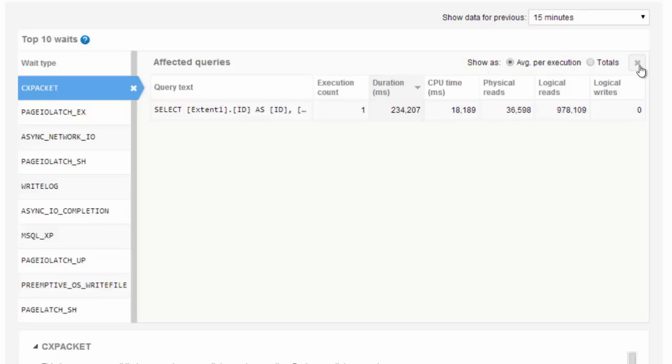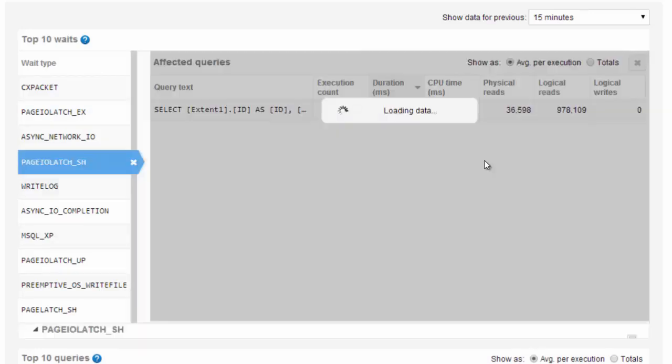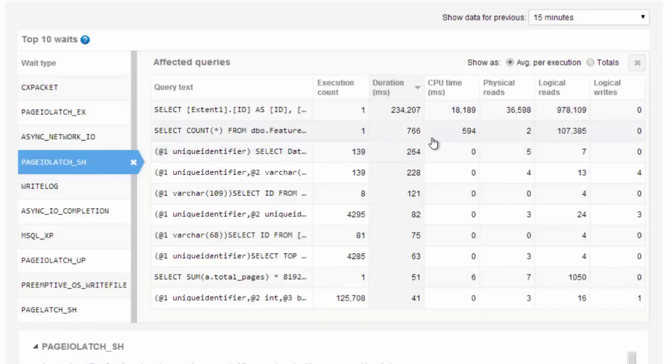Just like the rest of SQL Monitor, I can clear these things out of my way and rearrange the screen as I need to. Let's take a look at page IO latch shared waits, because the waiting tasks is not very high, but the waiting time is extremely high. Also, notice page IO latch exclusive is extremely high. We're going to focus just on the shared latches for the moment. I'm interested in seeing what's going on there.